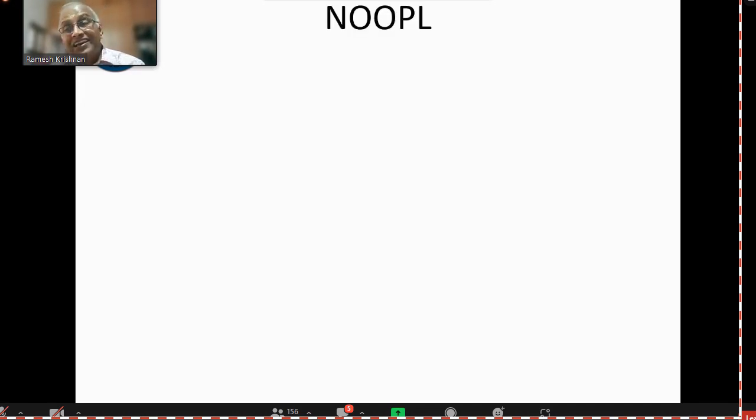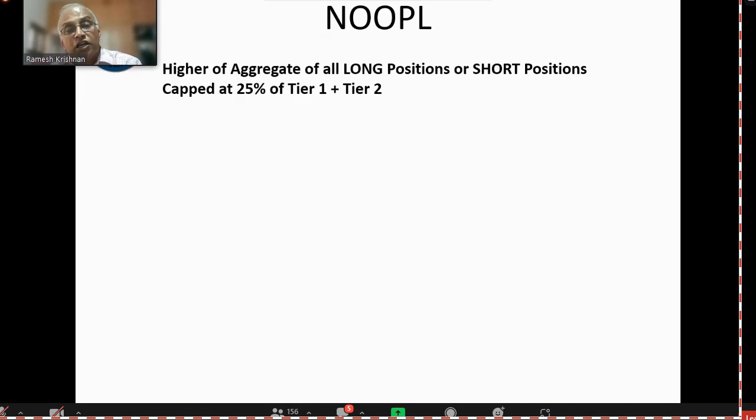So this is about net overnight open position limit. One risk measure that a question can come. What is net overnight open position limit? What is spot? In foreign exchange it is T+2.